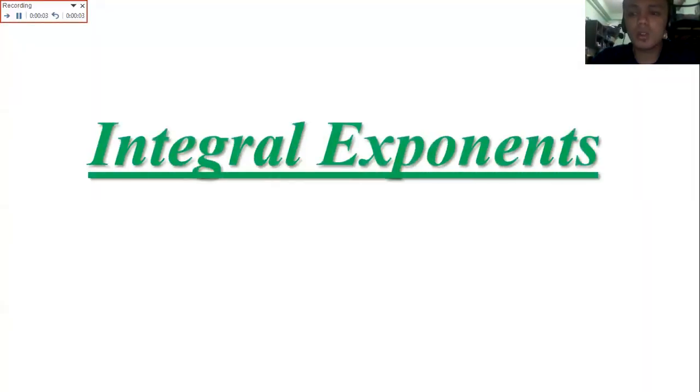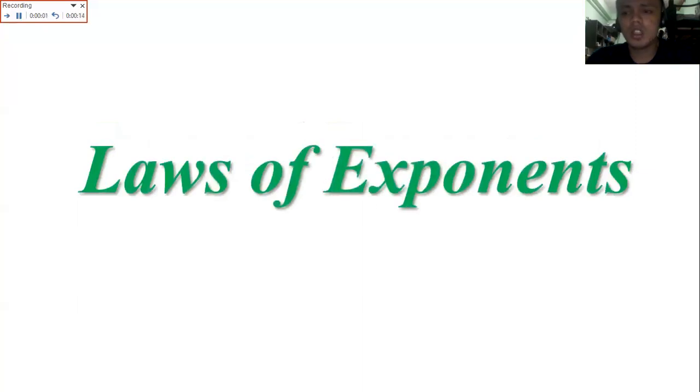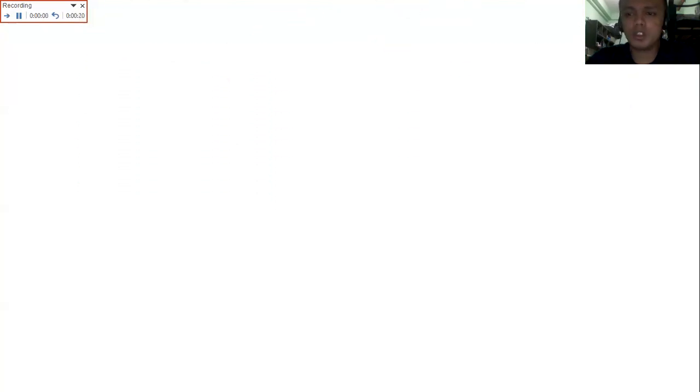So today we are going to discuss integral exponents. Pag sinabing integral, involved dito yung mga integers. It's either negative or positive. Now, in integral exponent, it follows the laws of exponents. So this is just a recall na lang about laws of exponent.